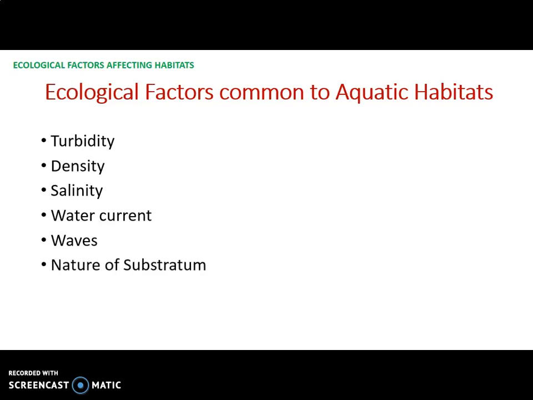Now, nature of substratum. The substratum is very, very important because the substratum is the nature of the floor or bed of a water body. It determines the nature or amount of organisms that are found there. Any water body that has a muddy floor or muddy bed contains a large quantity of organisms, because this muddy substratum contains organic matter, and this organic matter helps different organisms to grow, rather than a sandy floor or rocky floor that lacks this organic matter.